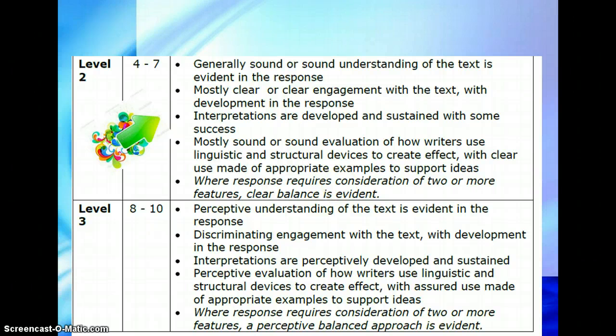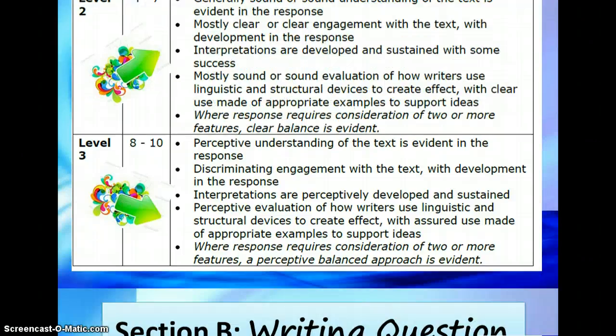So for example, if it was about Touching the Void, they would ask you about Simon's perspective and Joe's perspective. Your essay would need to spend half of your time on Joe and half on Simon. Then, to get a higher mark, your evaluation is more perceptive and it's more detailed.